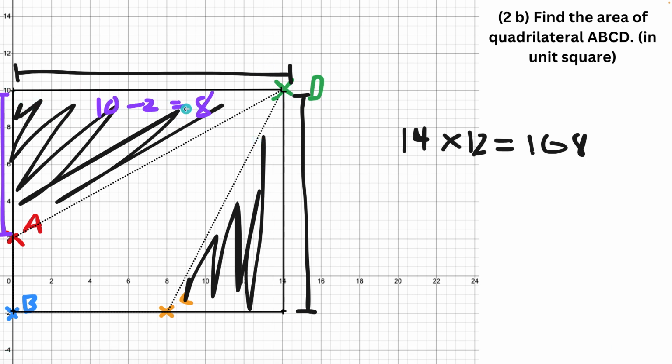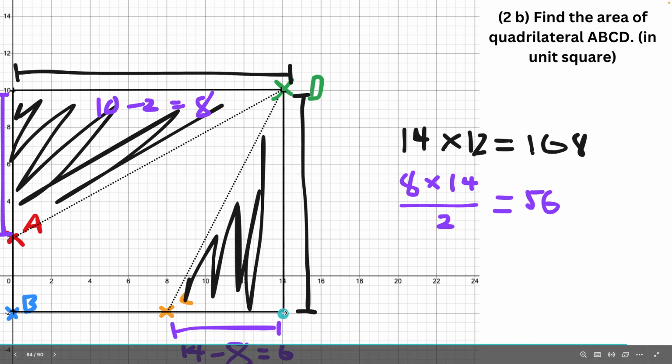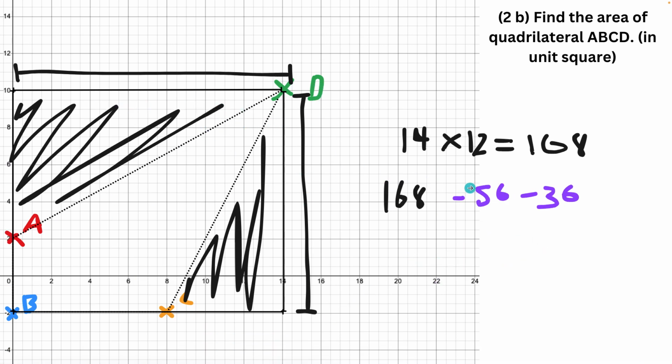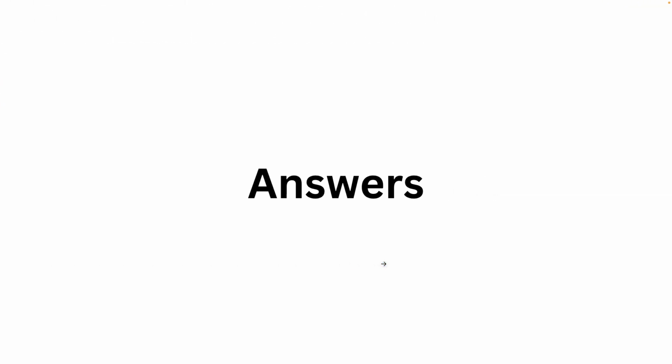Now we want to find the shaded triangle. So 10 minus 2 equals 8. 8 times 14 divided by 2 is 56. Then 14 minus 8 equals 6. 6 times 12 divided by 2 is 36. So the area of this shape is 168 minus 56 minus 36, which is 76. So now the answers: 1, 343; 2, (14, 10); and 3, 76. Thank you.